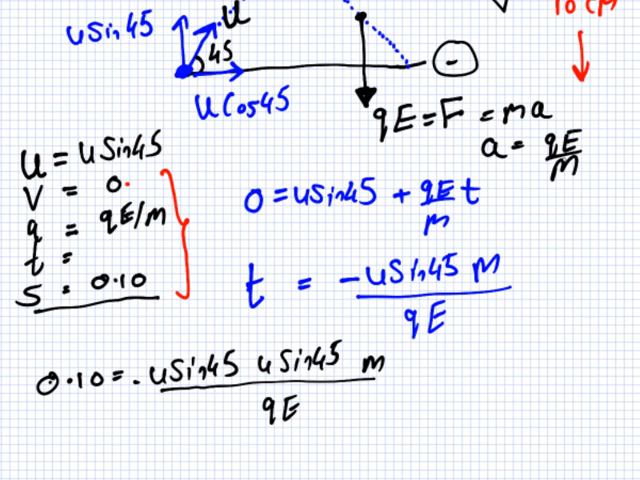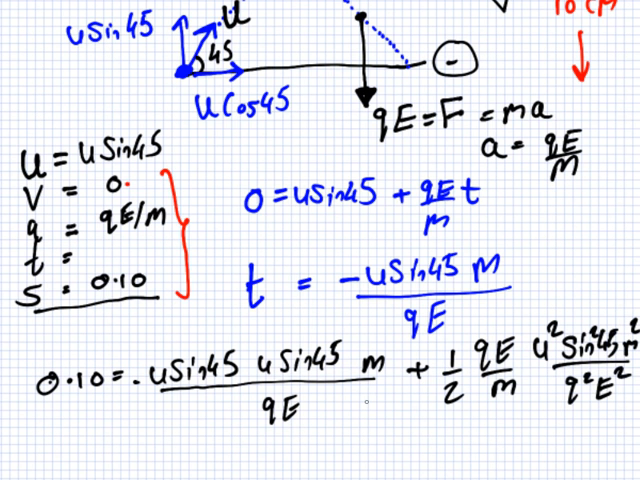And that a is actually going down. I've got to be careful with my signs. Yeah, and the q is negative, so it is going down. S equals ut plus a half a t squared. U squared sine squared 45, m squared over q squared e squared. It's easier if you just get the speed. It's still going to look like this, but just a number. None of the numbers have been put in yet.